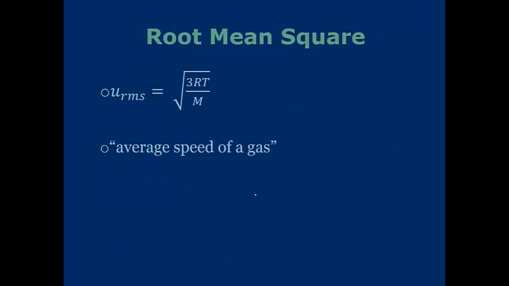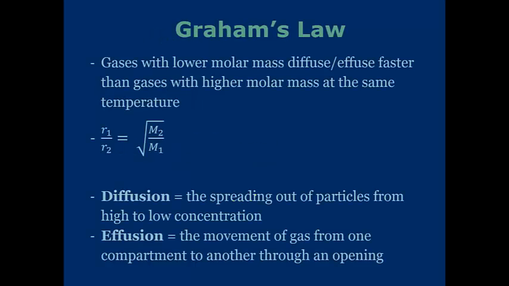We'll briefly touch on root mean square, but it's not really commonly seen. So the equations are listed below, and it's simply stated as the average speed of a gas. And if you remember this, great. If you don't, it's not too big of a deal. What you do need to have a good understanding of is Graham's law, which simply states that gases with lower molar mass diffuse or effuse faster than gases with higher molar mass at the same temperature. This rate is given below by this expression.